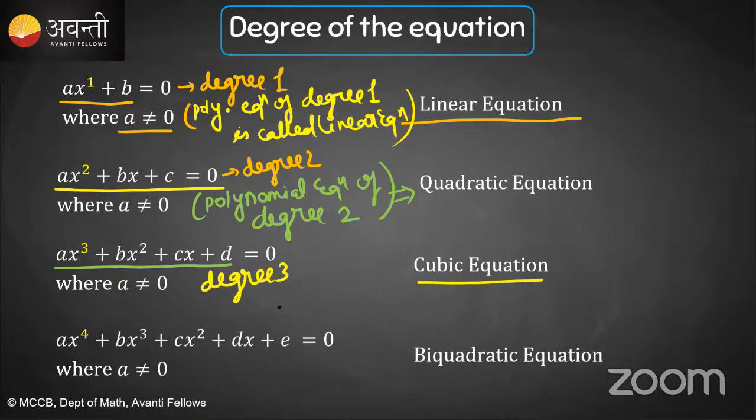Let's proceed. So as I was saying, see, this is a polynomial equation of degree 4. Yes or no? See, the highest power is 4. So it is known as a biquadratic equation. Is it clear?